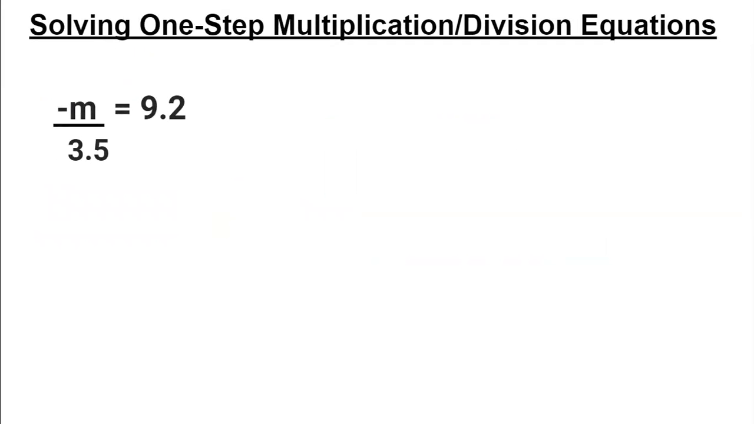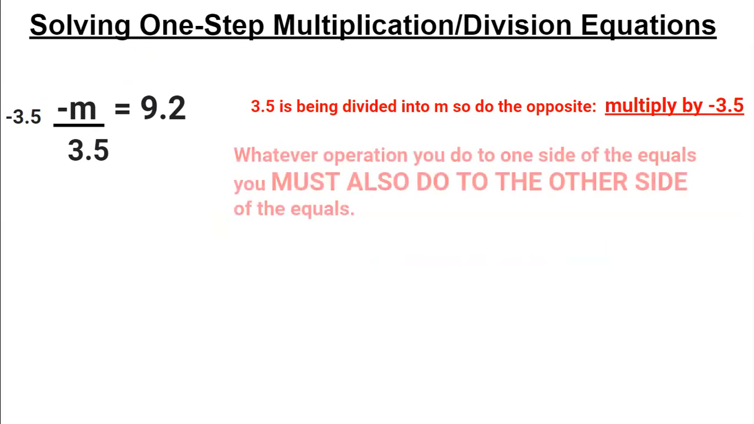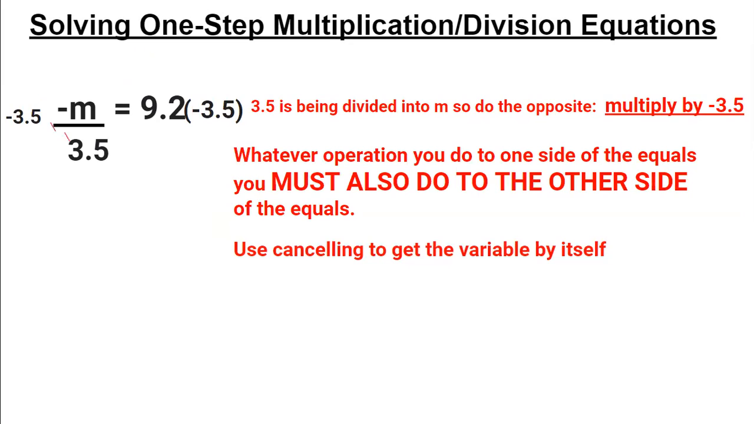All right, negative m divided by 3.5 equals 9.2. 3.5 is being divided into m, so do the opposite, multiply by negative 3.5 to both sides. The negative 3.5s will cross off, because two negatives will make a positive, and we'll have m equaling whatever 9.2 times negative 3.5 is, which is negative 32.2.